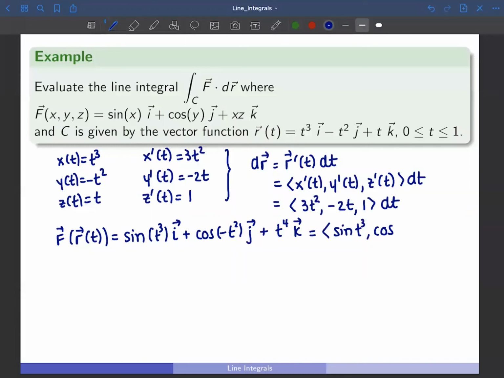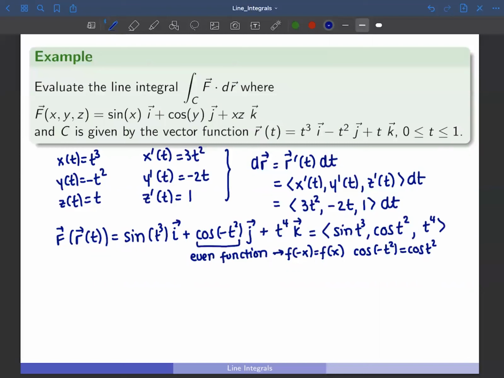So that is equal to the vector with components sine t to the third, cosine. Now the cosine of negative t to the square, since cosine is an even function, can be written as cosine of t to the square. For an even function, we have that f of negative x is equal to f of x. Therefore, the cosine of negative t to the square is equal to cosine of t to the square. And then the z component is equal to t to the fourth.